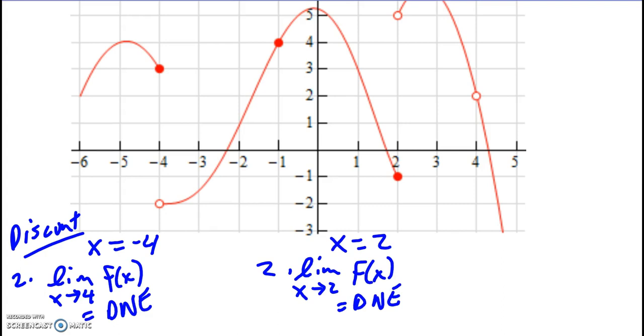So let's continue on. Again, here I have a hole, so the next value is at 4. And this one does not have a function value, so this is the first condition. So f of 4 does not exist.